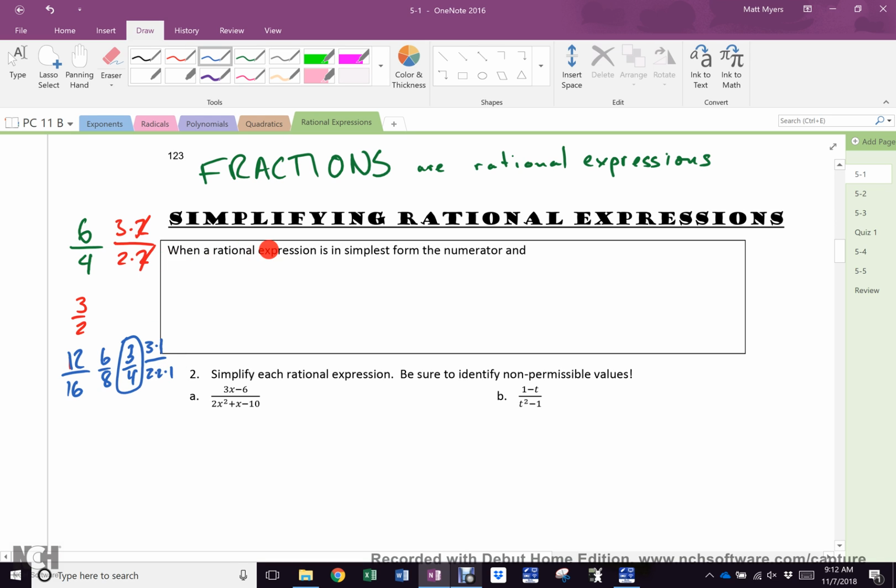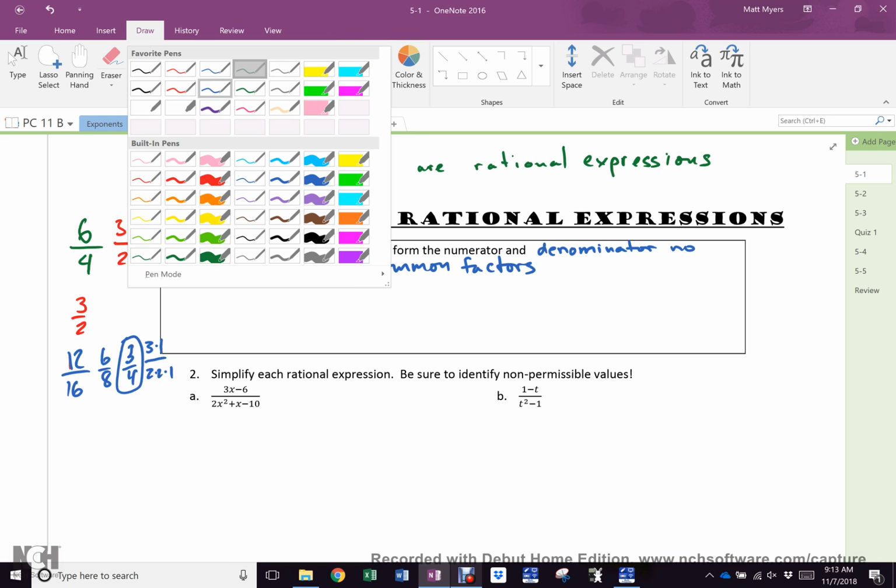So, a rational expression is in simplest form when the numerator and denominator no longer have any common factors. Does everybody understand? Everybody understands? So, let's work a bigger one together.